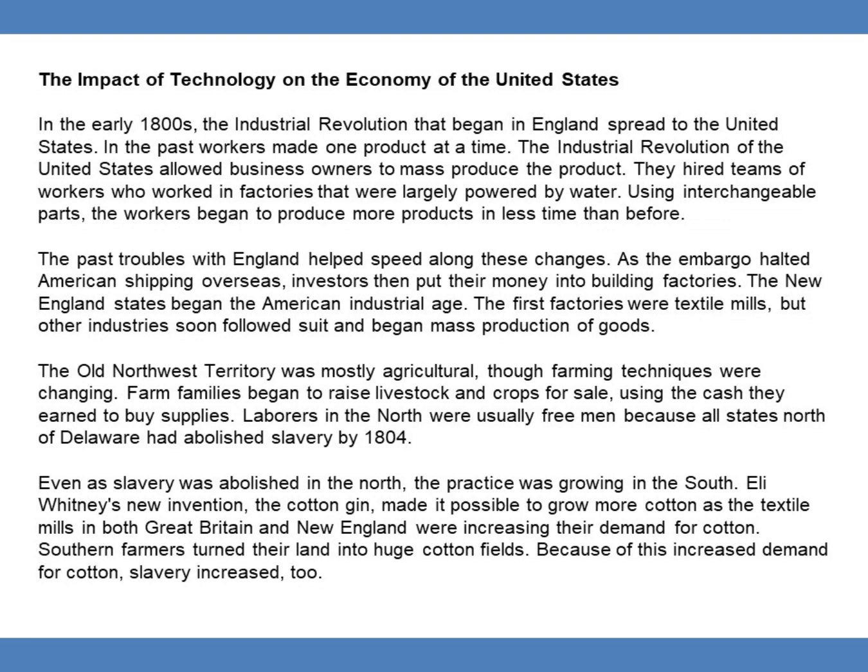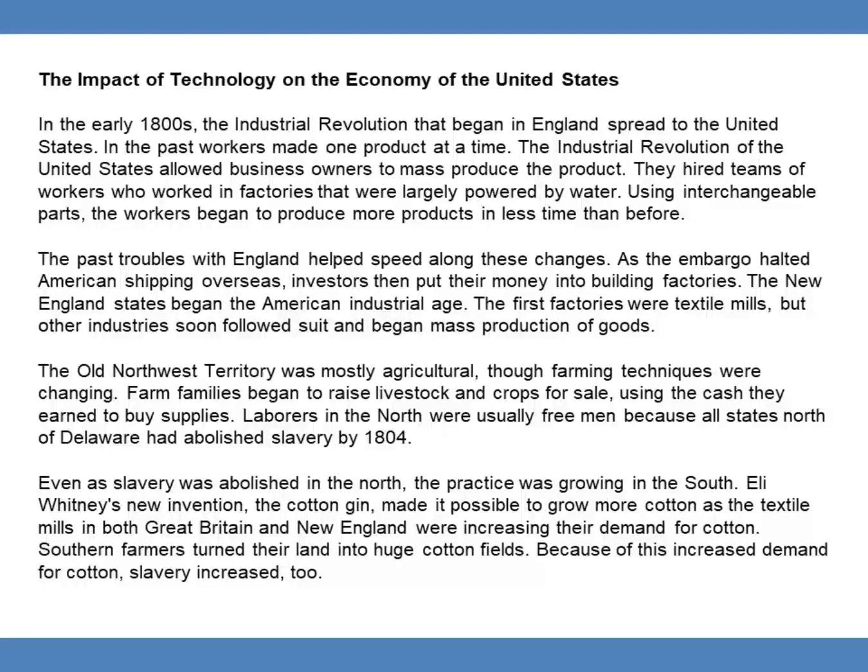The Old Northwest Territory was mostly agricultural, though farming techniques were changing. Farm families began to raise livestock and crops for sale, using the cash they earned to buy supplies. Laborers in the North were usually free men because all states north of Delaware had abolished slavery by 1804. Even as slavery was abolished in the North, the practice was growing in the South.